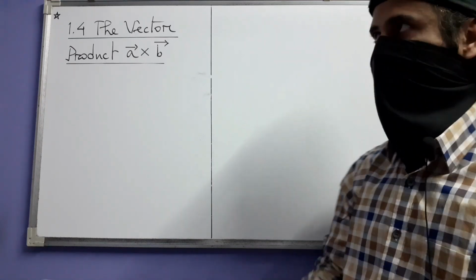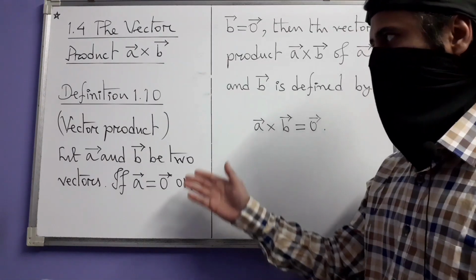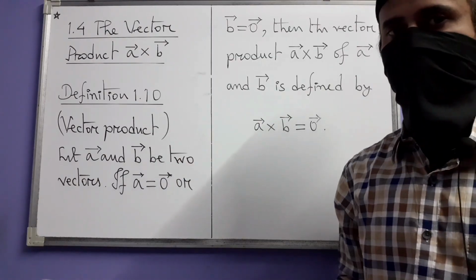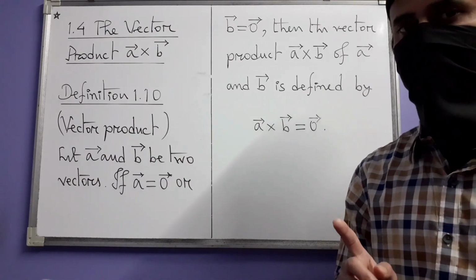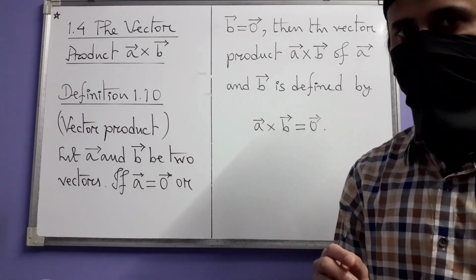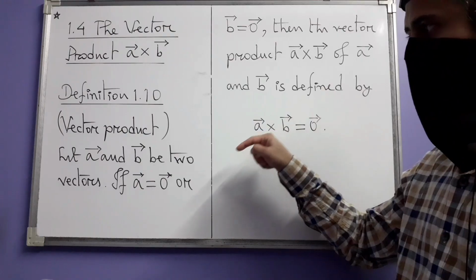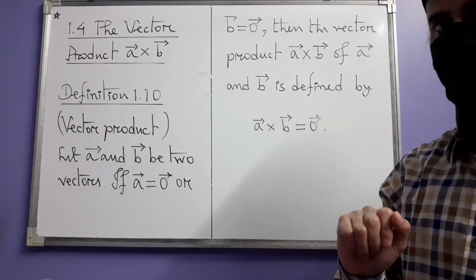Today we are going to see the vector product of two vectors. And this is the definition 110 of vector product. Recalling the slight incompleteness we initially had with the definition of scalar product, namely when the vectors can be 0, we deal with those cases in the beginning itself here.